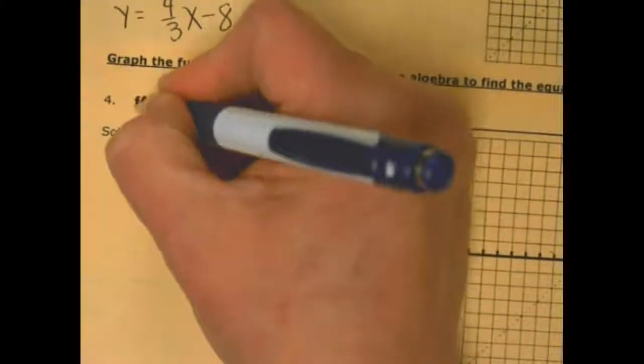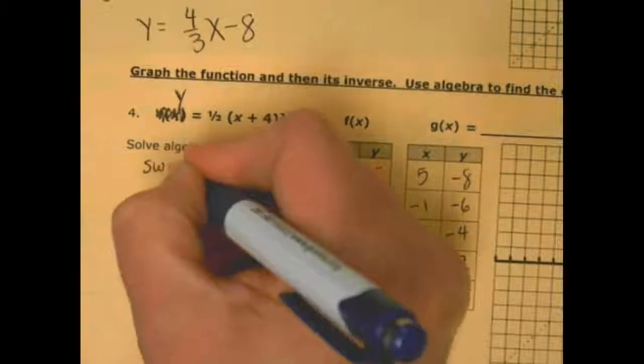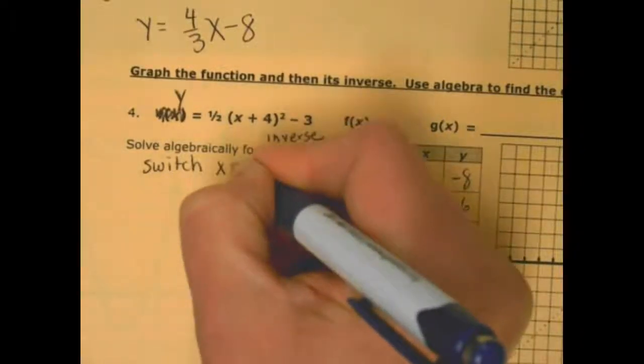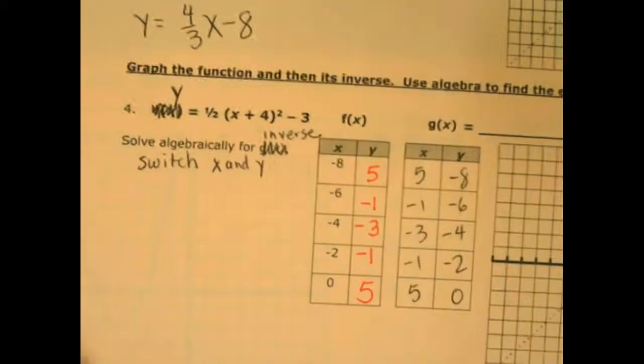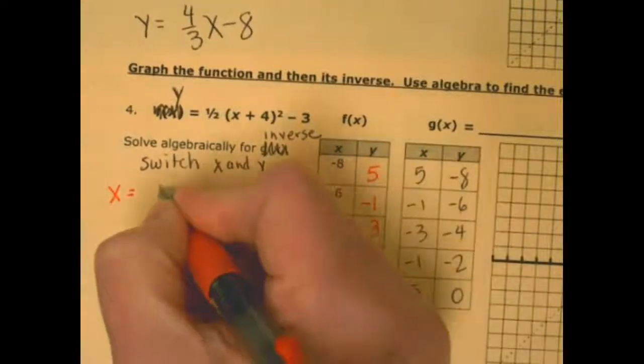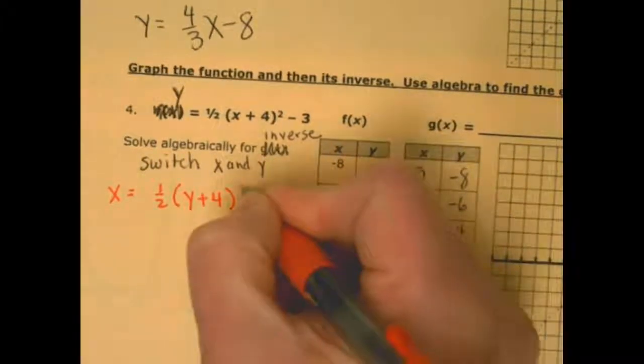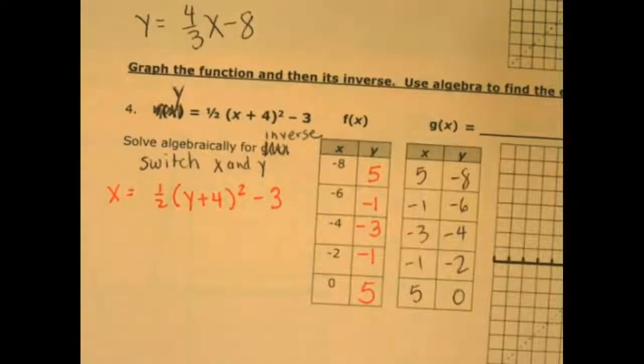So the first thing I need to do is change this to y equals notation. The y equals is the same as the f of x equals. And then to find the inverse, you switch the x and the y. So this would be x equals 1/2 (y plus 4) squared minus 3. And I need to solve that for y.